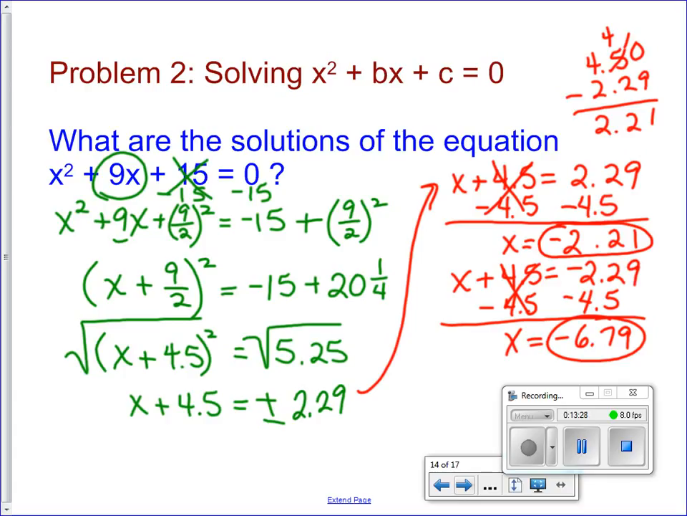And remember, if we were graphing this equation, just a quick simple little graph, the two solutions are going to be at negative 2.2, let's say it's about here, and then negative 6 over here. So we know that it would be looking something like this.